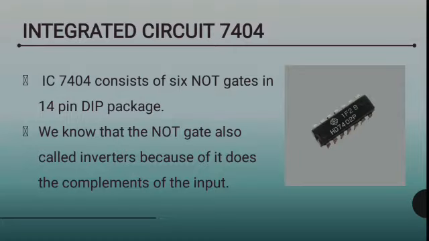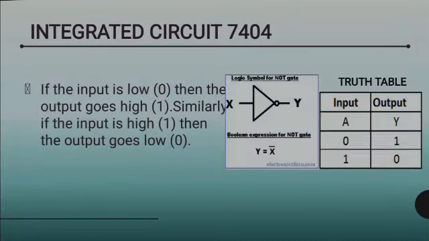Let's move on to the IC 7404. IC 7404 consists of 6 NOT gates in a 14-pin DIP package. We note that the NOT gate is also called an inverter, because it does the complement of the input. If the input is low, then the output goes high. Similarly, if the input is high, then the output goes low. It is shown in the truth table on the right side of the slide.